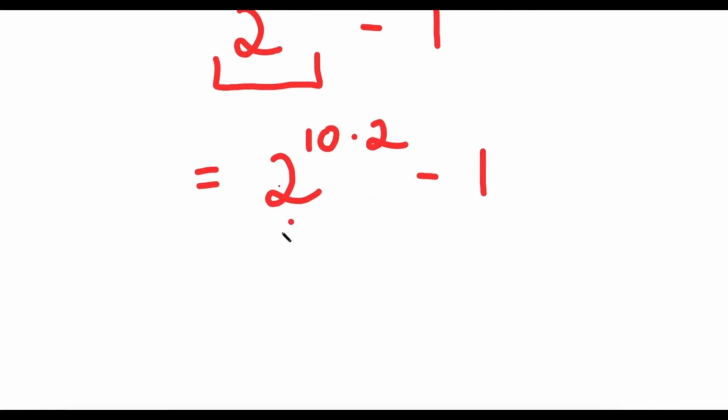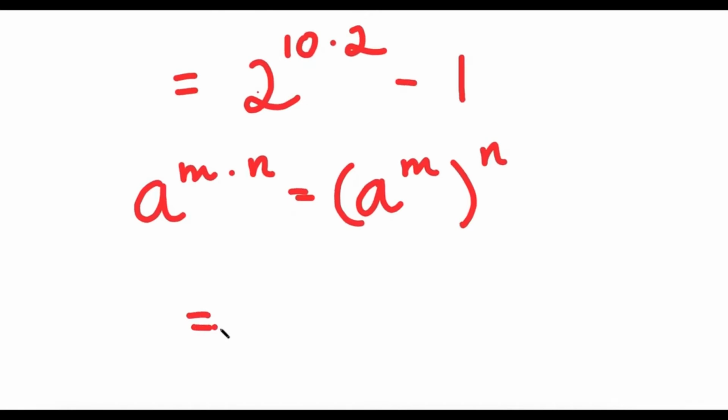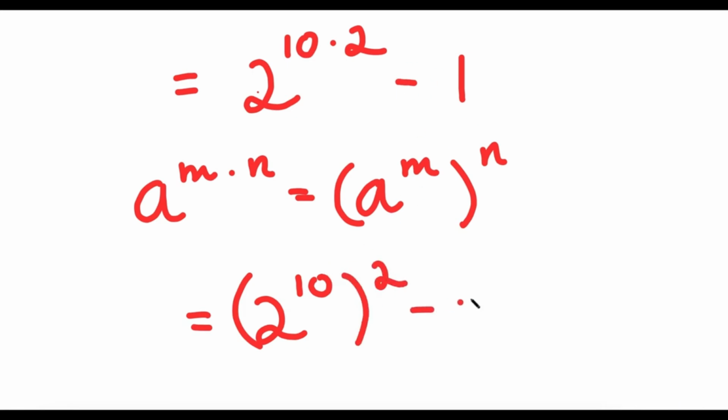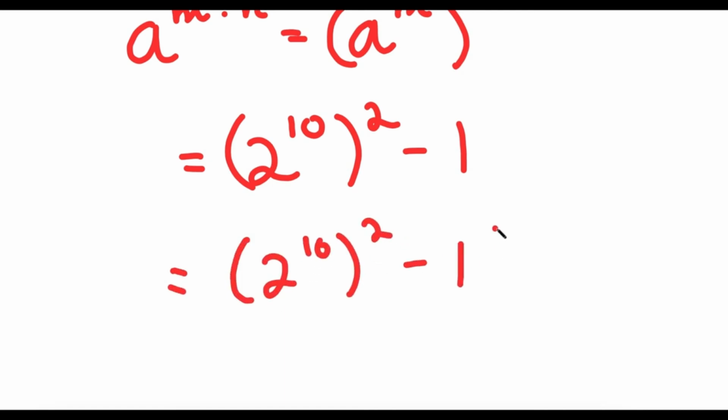And if I have something in the form a to the power of m times n, this is equal to a to the power of m to the power of n. So 2 to the power of 10 times 2 is equal to 2 to the power of 10 to the power of 2. And I have this minus 1. Now 1 I can rewrite as 1 squared because 1 is the same thing as 1 squared. So now I have 2 to the power of 10 to the power of 2 minus 1 squared.